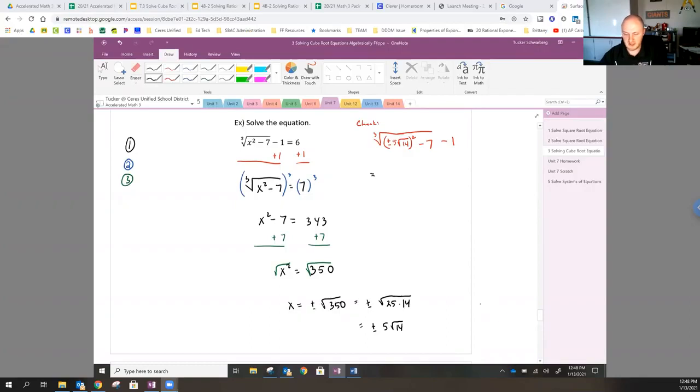So this is the cubic root of 350 minus 7. And 350 minus 7 is 343. What's the cubic root of 343? Well, we just did it. Remember, we're kind of almost working backwards. That's 7. We get 7 minus 1. Is that 6? It is. So plus or minus 5 root 14 is the solution.